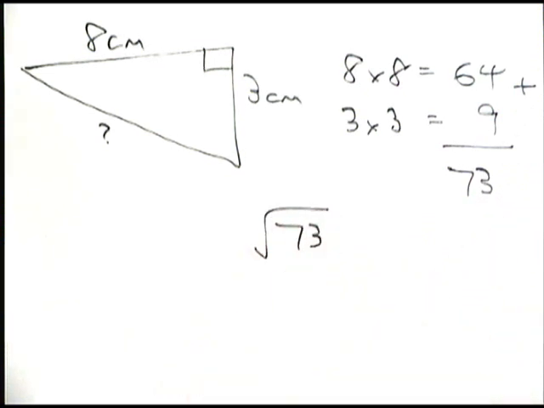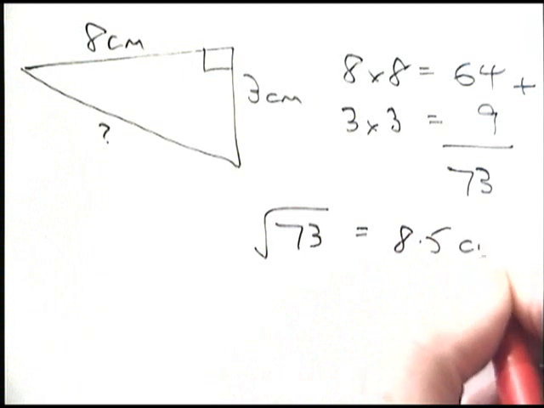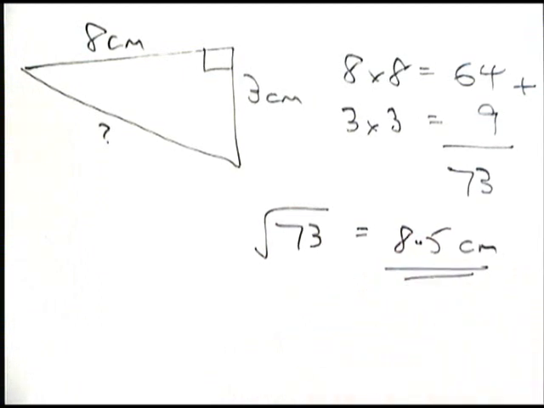Then the 73 needs to be square rooted, and you need a calculator to do that. Square root 73, you get 8.5 centimetres, and that will be the length of the missing side.